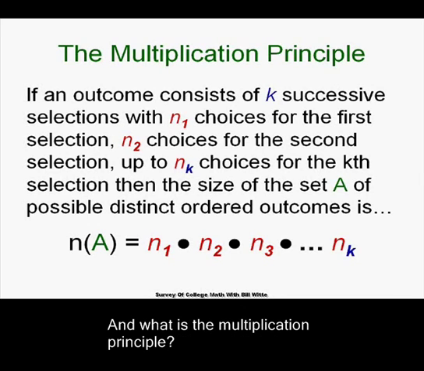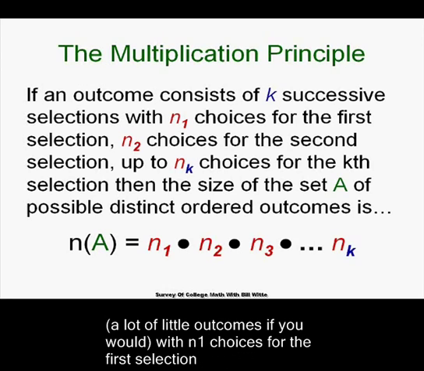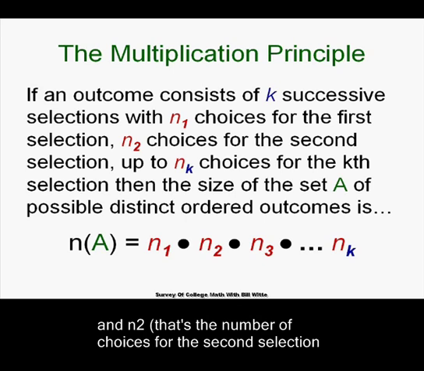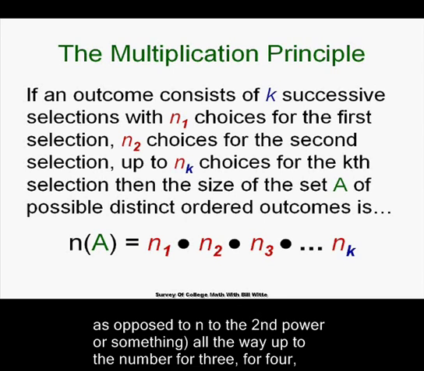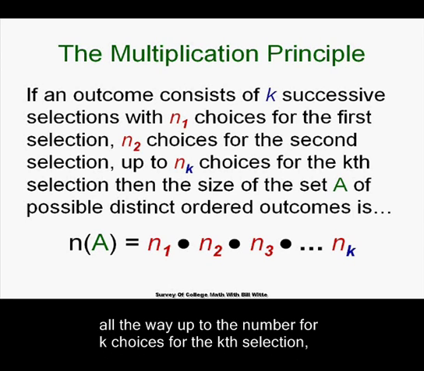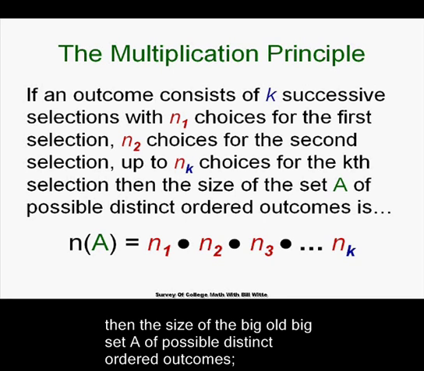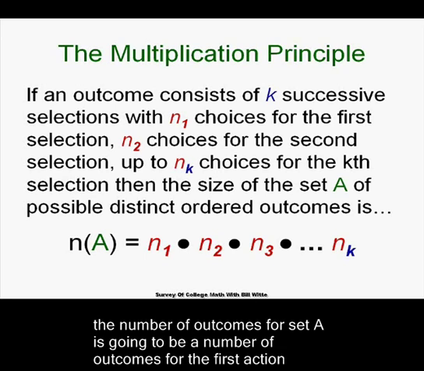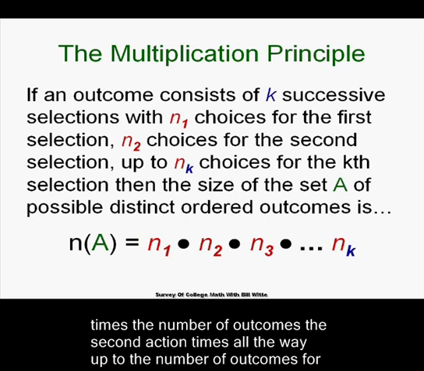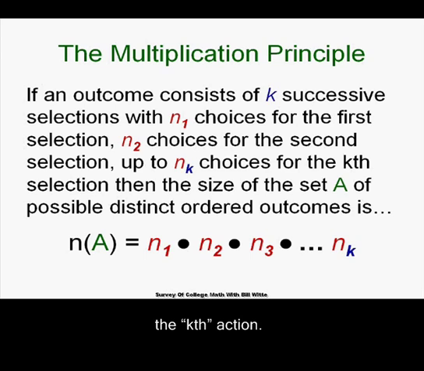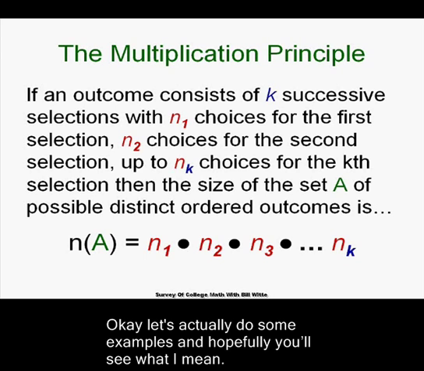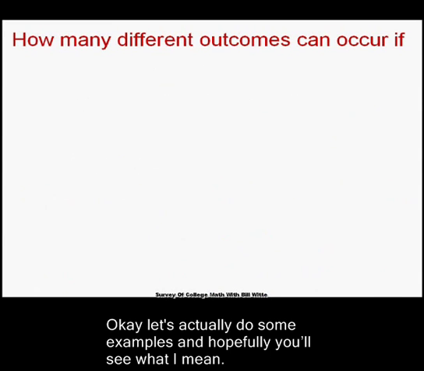What is the multiplication principle? If an outcome, that's the final outcome, consists of k successive selections, with n1 choices for the first selection, n2, the number of choices for the second selection, all the way up to nk choices for the kth selection, then the size of the set A of possible distinct ordered outcomes is going to be the number of outcomes for the first action times the number of outcomes for the second action, all the way up to the number of outcomes for the kth action.